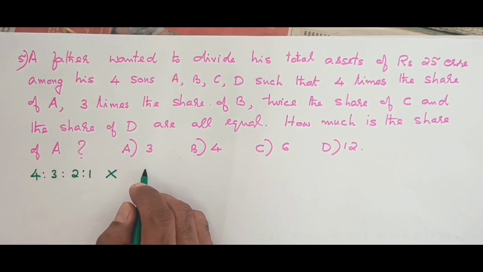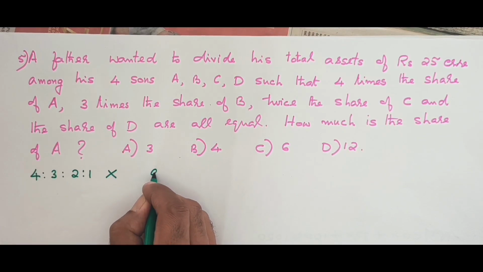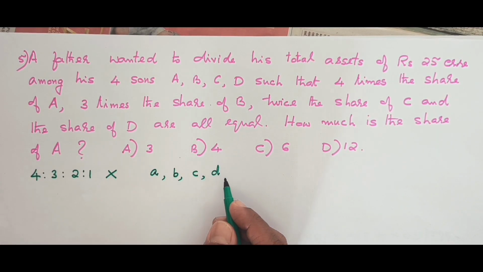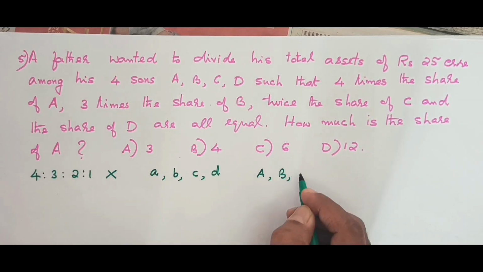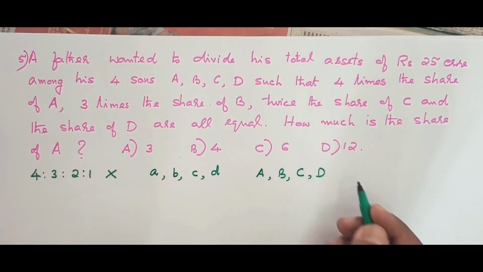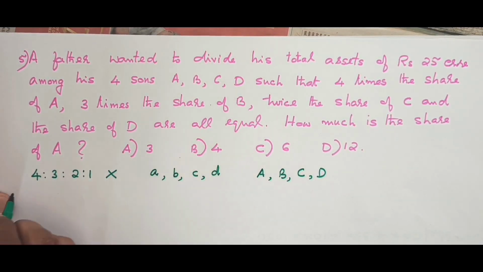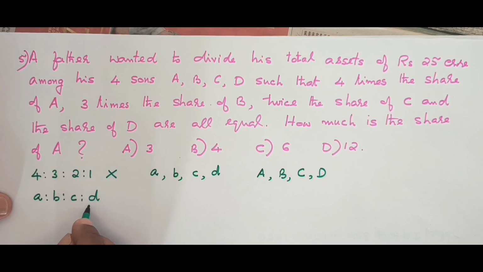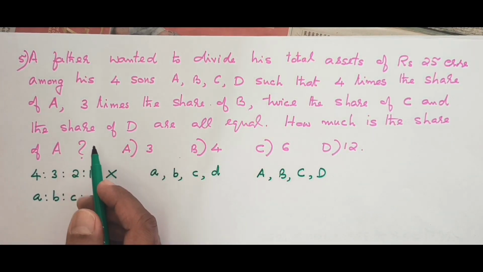First bring in 4 variables like A, B, C, D to denote the share of the 4 sons A, B, C, D respectively. And let's find out the ratio of the amount received by the 4 sons, which will be A is to B is to C is to D, which most people tend to take as 4 is to 3 is to 2 is to 1, which is wrong. Now, how to find out the correct ratio? We will use the data given in the problem.